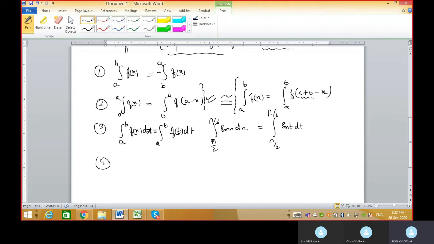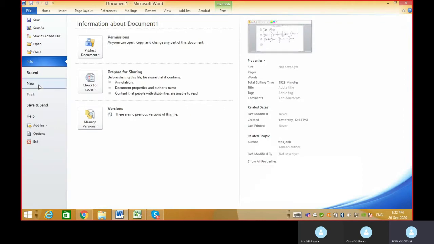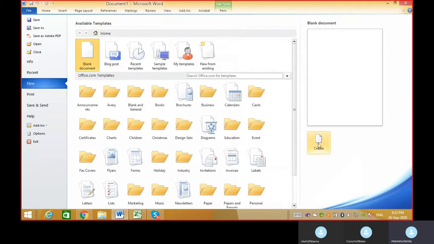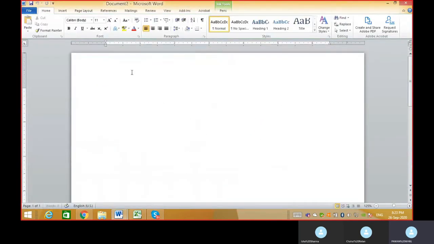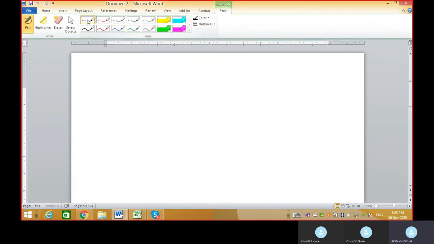Okay, let us first of all do some practical questions on the basis of these properties. So let me quickly open the new sheet. We'll do some very important questions on the basis of this. Let us suppose we have a question like the integral from 0 to pi by 2 of sin x upon sin x plus cos x dx.